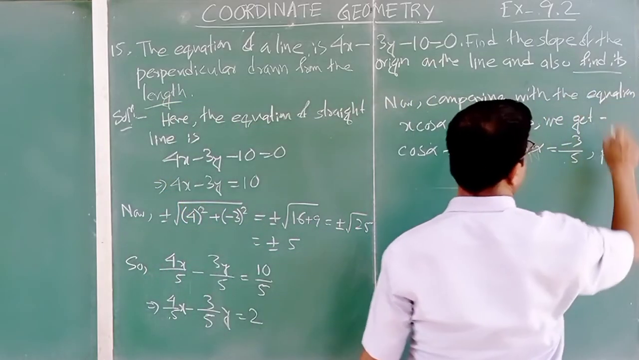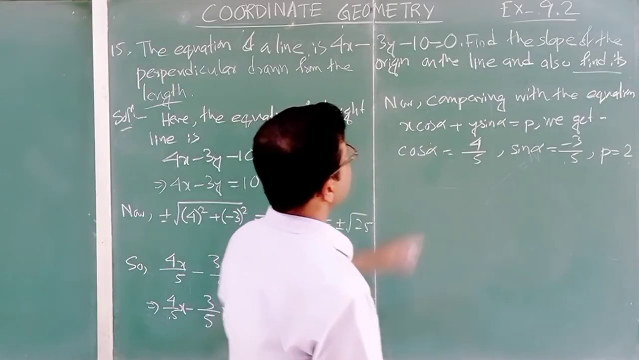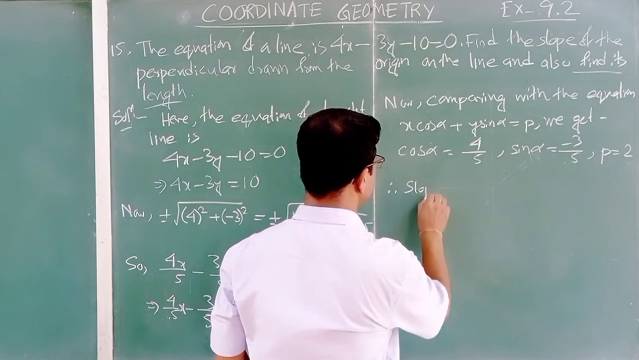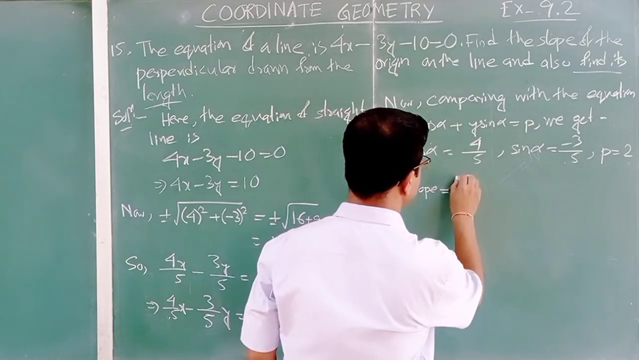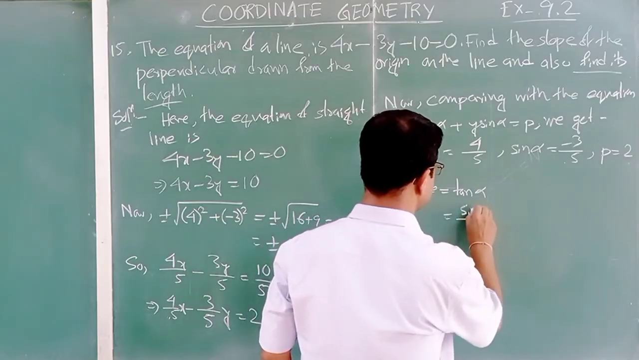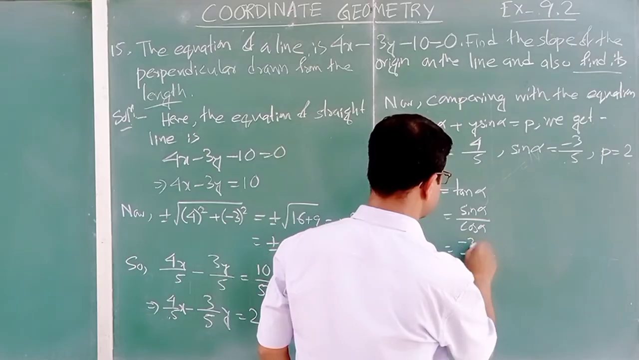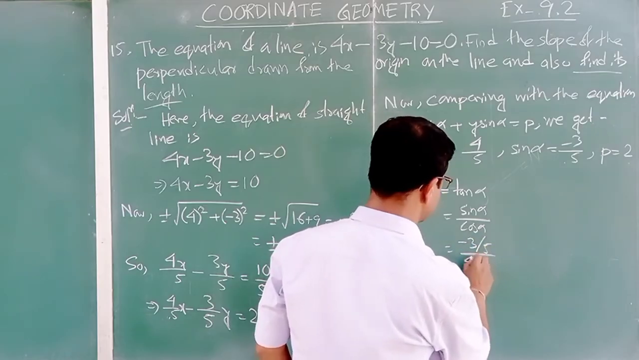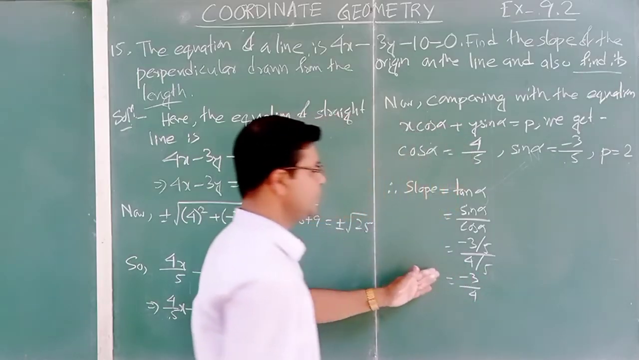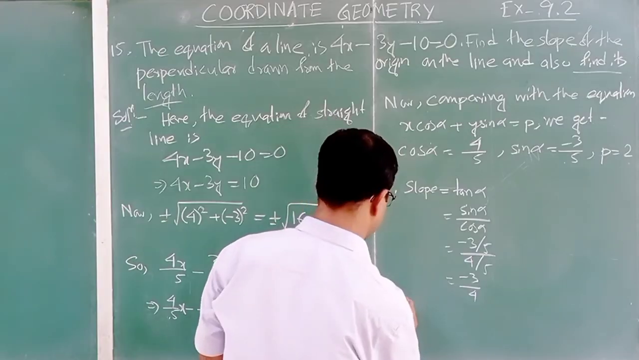We have found the length of the perpendicular is 2 units, but we are asked to find the slope. Slope is given by tan alpha, isn't it? Tan alpha is sin alpha by cos alpha. Sin alpha is minus 3 by 5, cos alpha is 4 by 5, so the 5 cancels. So we have found the slope is minus 3 by 4.